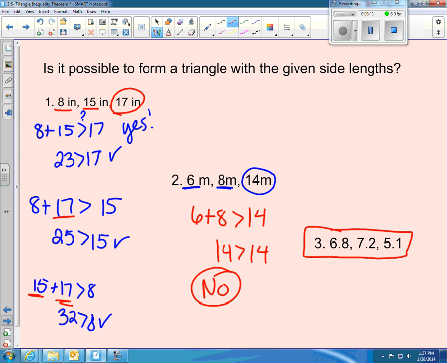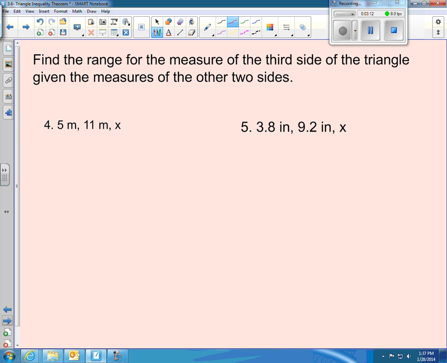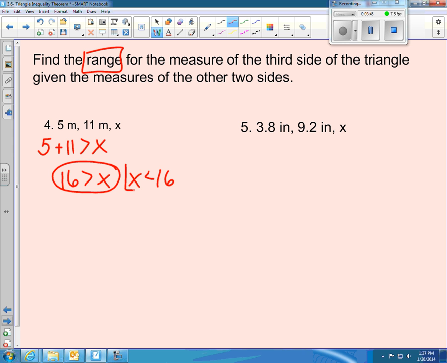Okay, so let's look at the next concept. Maybe we only are given two of the angles, or two of the sides, so we want to know what is the range for that third side. When we talk range, we're talking about the smallest amount it can be and the greatest amount it can be. So we're going to take my two sides, 5 and 11, and set them greater than x. Well, 5 plus 11 gives me 16, so 16 has got to be greater than x, or we want to think x is less than 16. So that gives us our top part of the range.